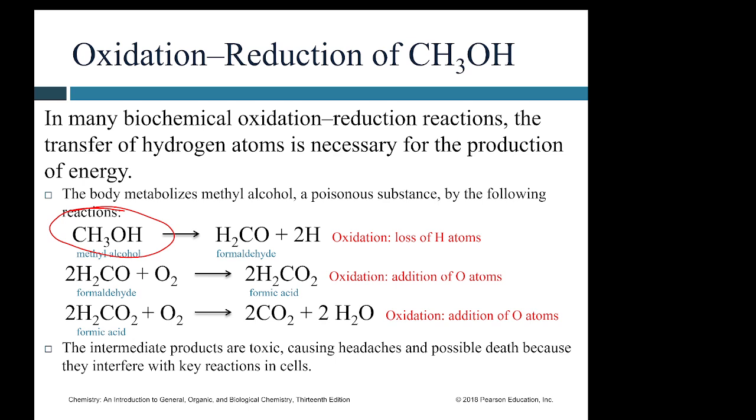All right. So methyl alcohol is going to go to formaldehyde in the body. And anybody ever heard of formaldehyde before? Yeah, there are some glues that have formaldehyde in them. It's fairly unusual.